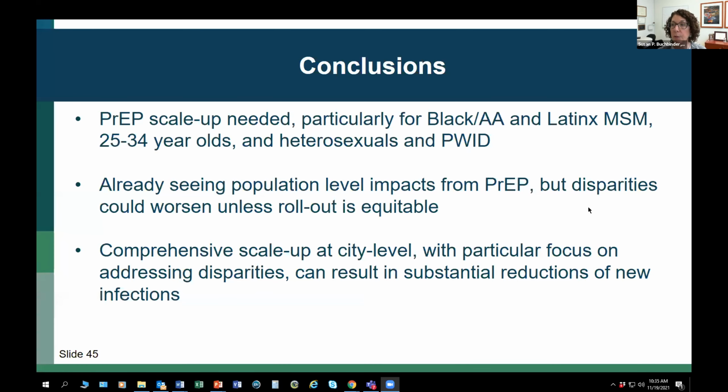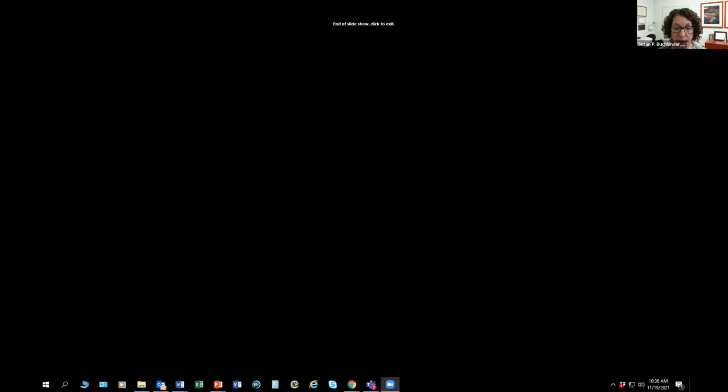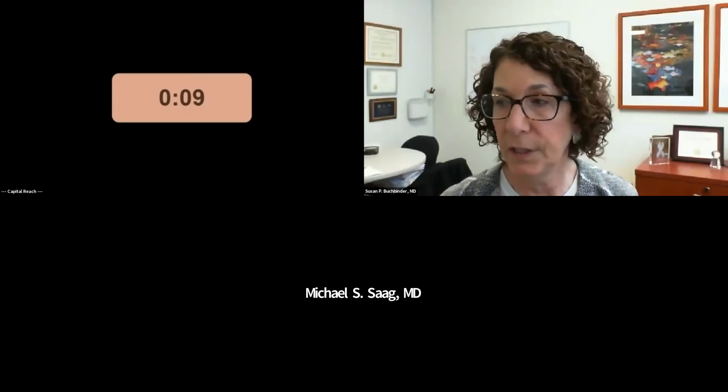And so in conclusion, PrEP scale up is needed, particularly for Black African American and Latinx men who have sex with men, 25 to 34-year-olds, and heterosexuals and people who inject drugs. We're already seeing population level impacts from PrEP, but disparities could worsen unless rollout is equitable. And comprehensive scale up at a city level with a particular focus on addressing disparities can result in substantial reductions of new infections. And with that, I'll stop and be happy to answer questions during that question and answer session.